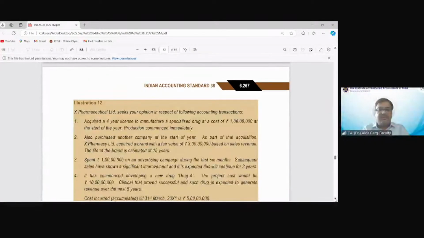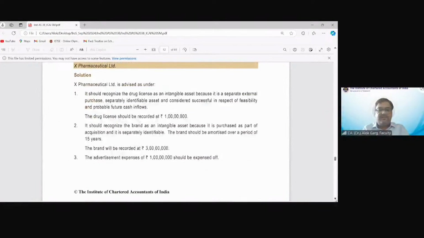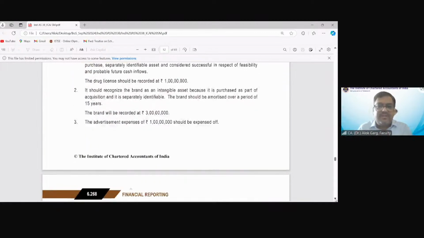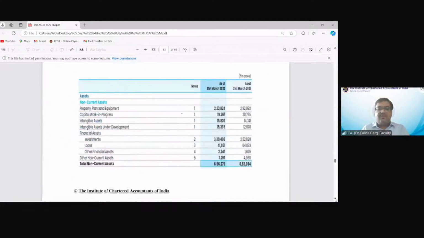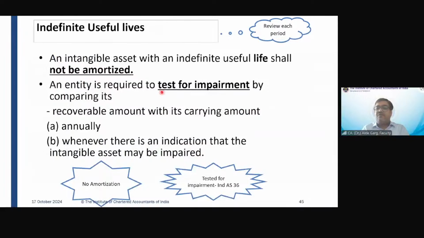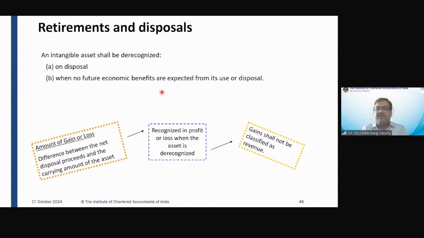This is what we have already covered. The concept is also covered in this case. So in the balance sheet, you can find this intangible asset under development, right? What is intangible asset under development? WIP. So friends, we have covered this part also. Intangible asset with indefinite life, we have covered that it has to be mandatorily tested for impairment.